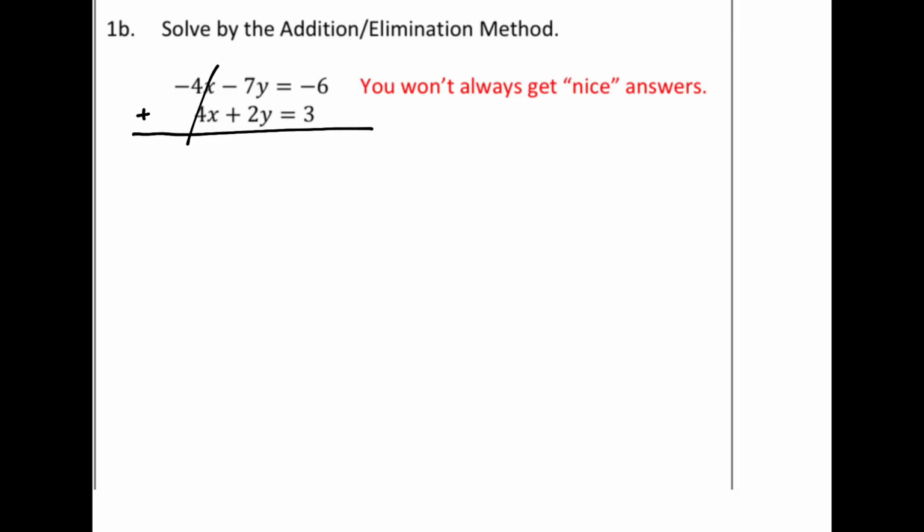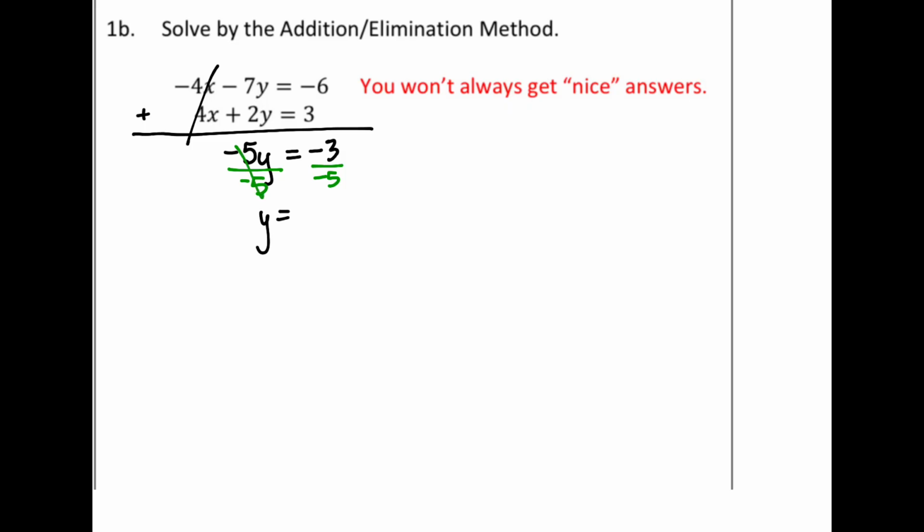Those cancel because they are opposite coefficients, right? So -4, +4 would give you 0x. So it eliminates. So now add the y's and we get -5. Add the answers and we get -3. So this is what they mean that you won't always get nice answers. In fact, we're going to get a fraction.